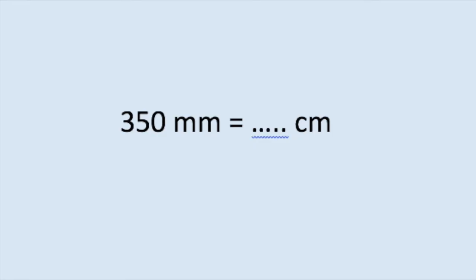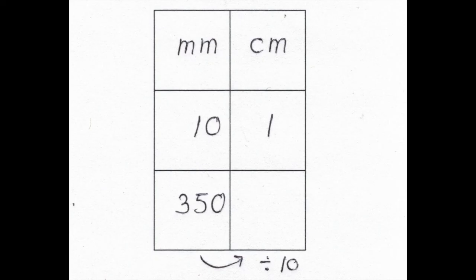Third example. We have 350 millimeters. How many centimeters is this? Watch out. Now we go from a smaller unit, millimeter, to a larger unit, centimeters. We can do it the same way. In the top squares of the box, I write millimeters, centimeters. If I go millimeters first and centimeters next, I have to write 10 under millimeters and 1 under centimeter, because every centimeter is 10 millimeter. And finally, at the bottom, I write under millimeters 350.